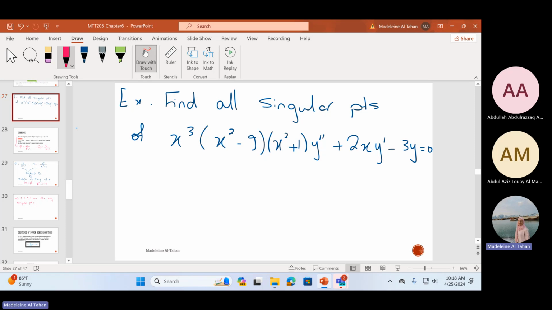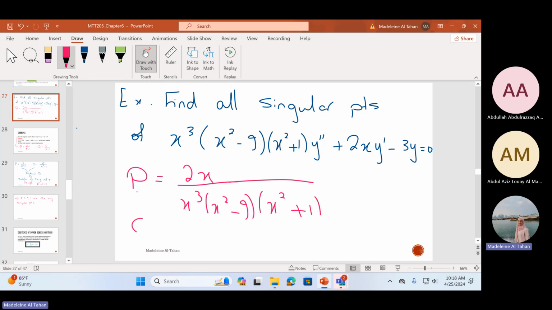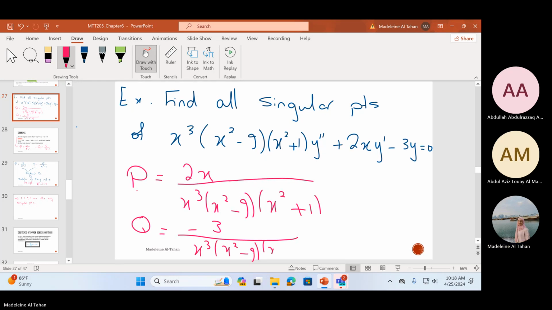Okay, yes. So what's our P? P is equal to x over x cubed minus 9 x squared plus 1. And what's our Q? What are these ones? Rational functions. So both of them are rational functions. Okay, who would like to share their answers? What are the singular points that you find?